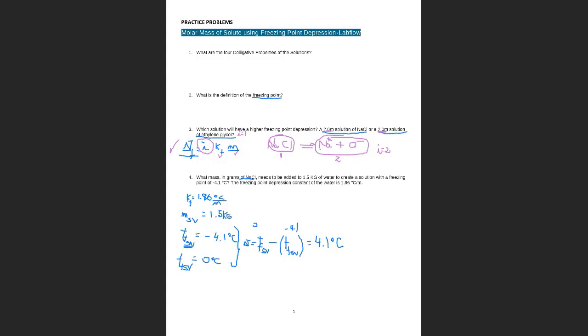Yeah. And then what do we need to do? We have the delta T. We can calculate the molality. The molality is what? The delta T divided by the Van Hoff factor divided by the constant. So our delta T is 4.1 Celsius.